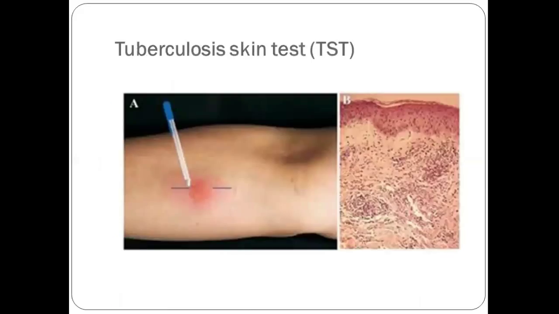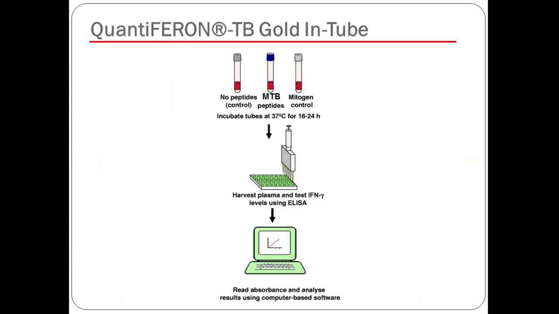This is just a picture of the TST. And this is the Quantiferon test. We do this here in Kentucky quite frequently. There are 3 tubes: a positive control, a negative control, and a tube that has M. tuberculosis antigens, M. tuberculosis peptides. So what we really do is we put the blood of the patient here, and it will be challenged by the M. tuberculosis peptides.